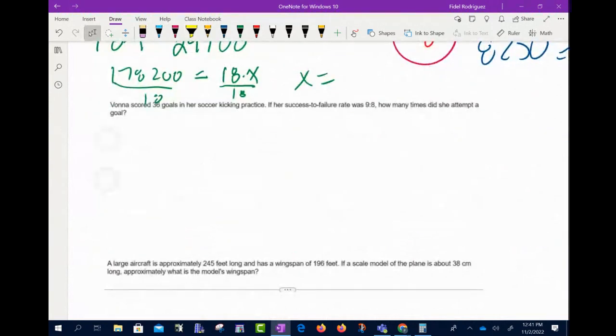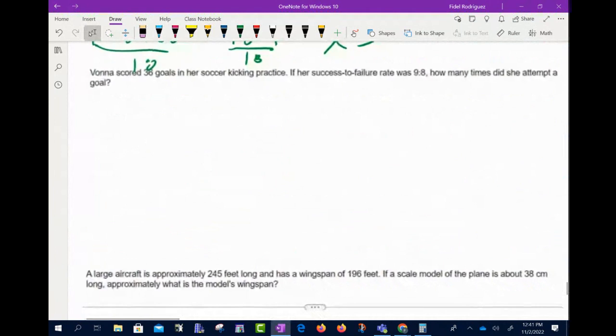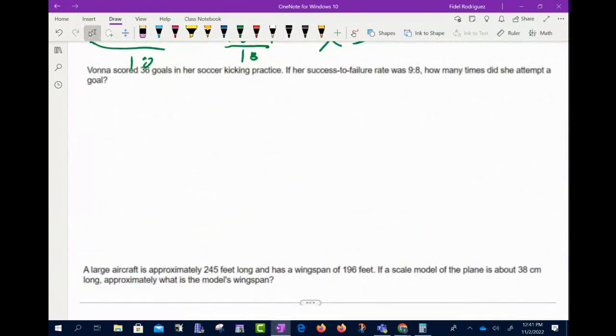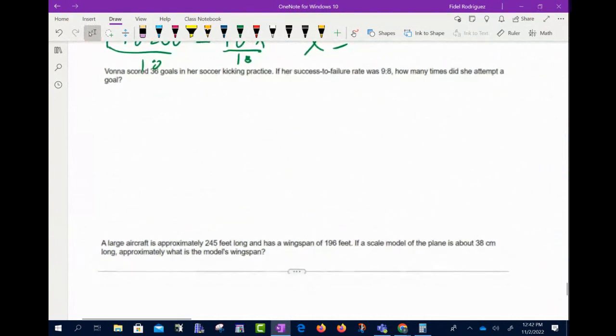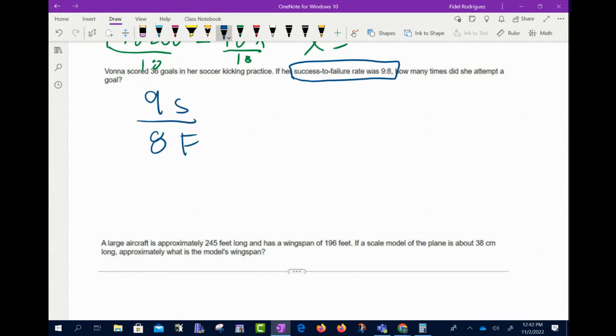All right, so look, y'all, we got another couple of problems here. Let's see if we can figure these out. It says, Vana scored 36 goals in her soccer kicking practice. If her success to failure rate was 9 to 8, how many times did she attempt a goal? Okay, so first thing I'm going to do here, y'all, when I'm reading through this problem, I'm going to look at this because they did give me a rate here. Okay, so that's 9 successes to 8 failures.